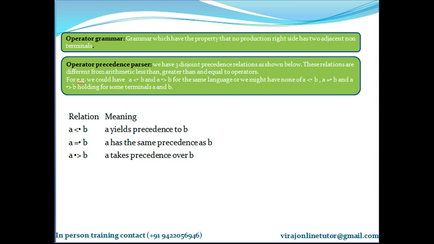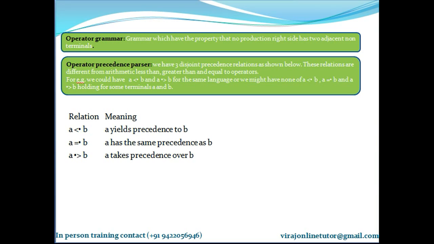Now the next bottom up parser that I am planning to explain to you all is the operator precedence parser. We are done with shift reduce. That was the first bottom up parser. The second bottom up parser is the operator precedence parser.